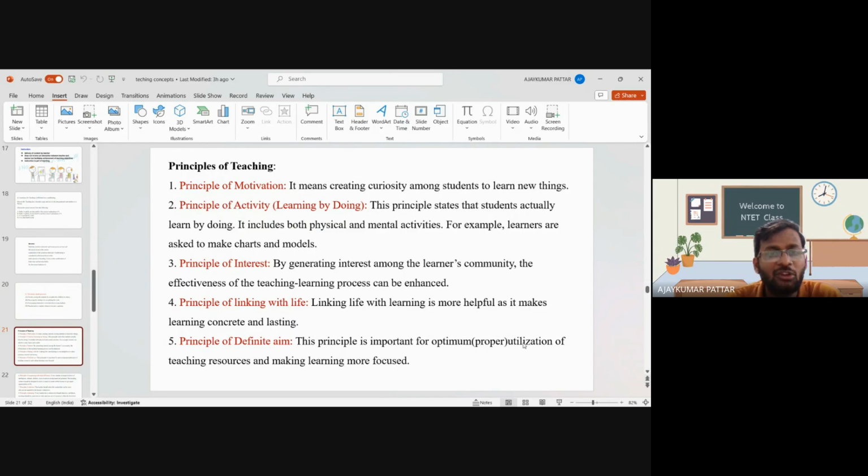Now we'll discuss the principles of teaching. So what are the principles of teaching? टीचिंग के लिए क्या क्या प्रिंसिपल, सिद्धांत बोलते हैं. Principle of motivation. What is the principle of motivation? It means creating curiosity among the students to learn new things. मोटिवेट करना है हम स्टूडेंट्स को. If you study well, if you study this, so motivation देना है. That is nothing but the principle of motivation.